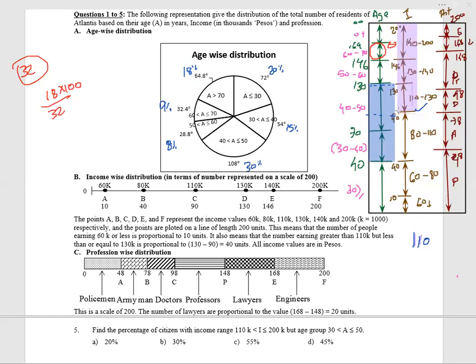So how much common portion we can see? I can see a common portion of 90s, which starts here and it ends here. 90 to 140. So common portion is of 40. Out of total of 200, which is 20%. Option A. Okay.